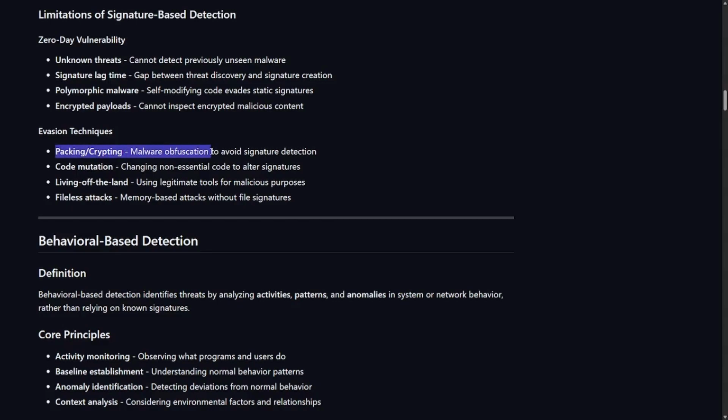Packing, encrypting, malware obfuscation to avoid signature detection. Code mutation, changing non-essential code to alter signatures. Living off the land. What is living off the land? Using legitimate tools for malicious purposes.